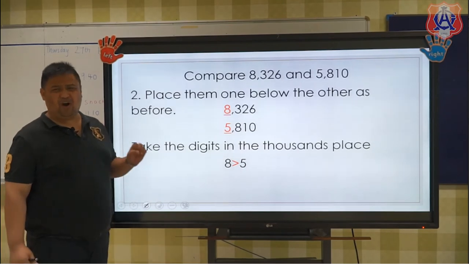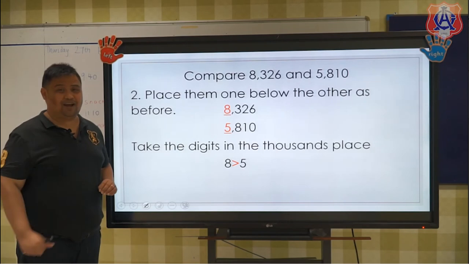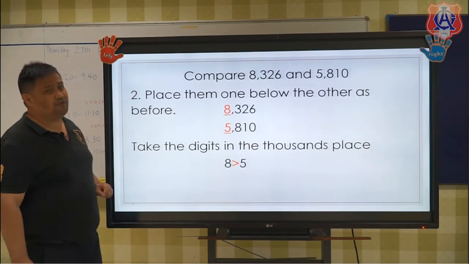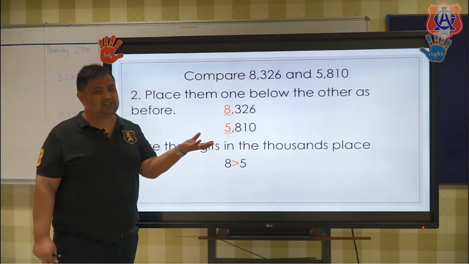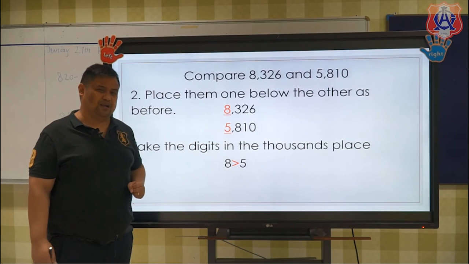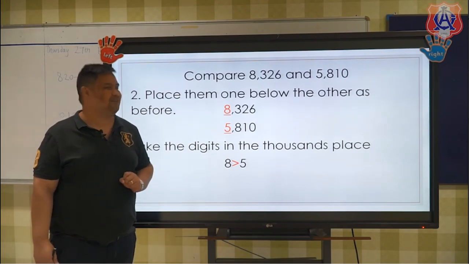Now, there are actually 4 ways on how to know which one is greater and which one is lesser. The first one that I have given you is the number of digits. 4 digits against 3 digits. We'll always look for the one with the bigger value. And that is, of course, if it has more digits on it.